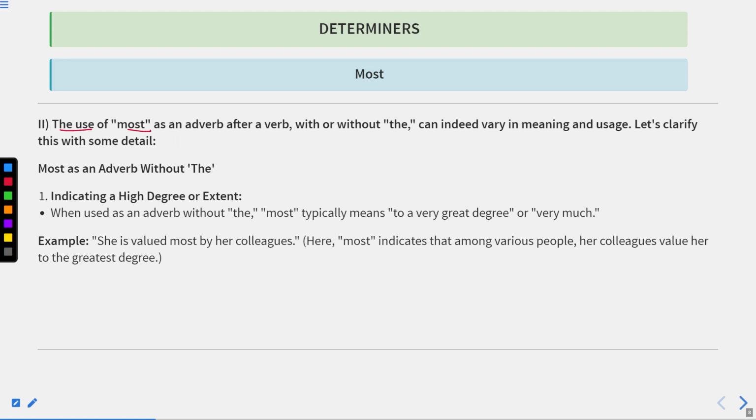The issue of "most" as an adverb after a verb, with or without "the", can indeed vary. Vary means change in meaning and usage. Let us clarify this with some detail. Most as an adverb without "the".